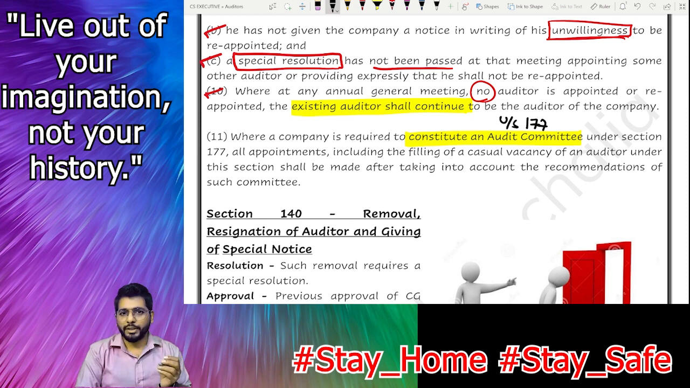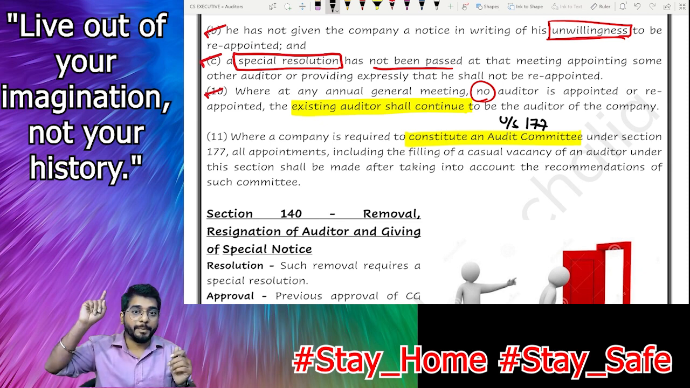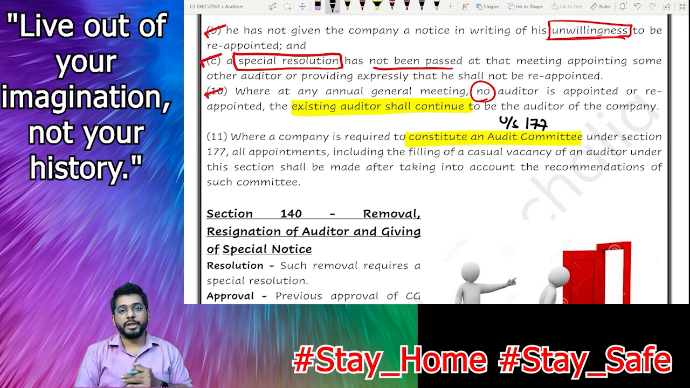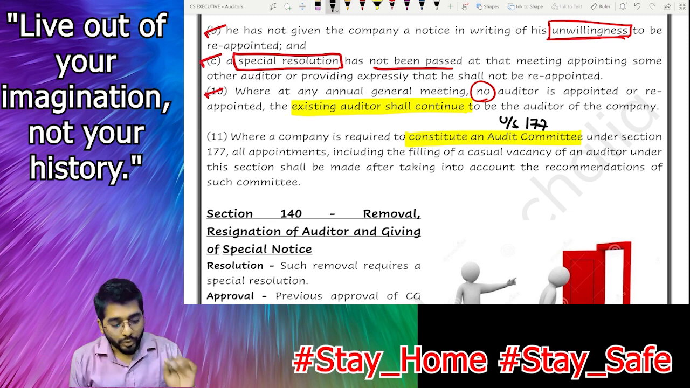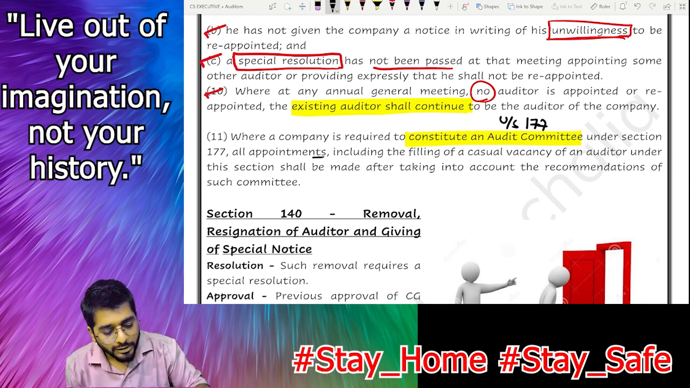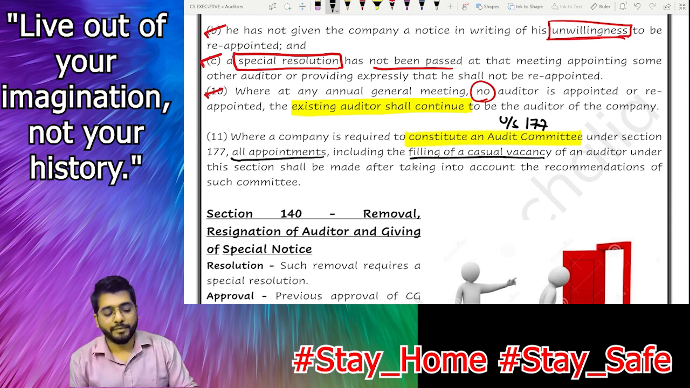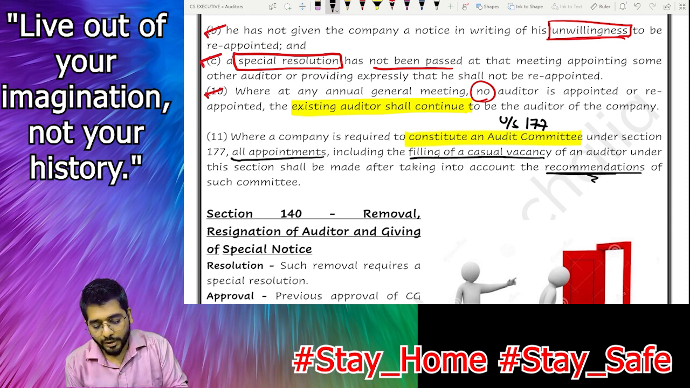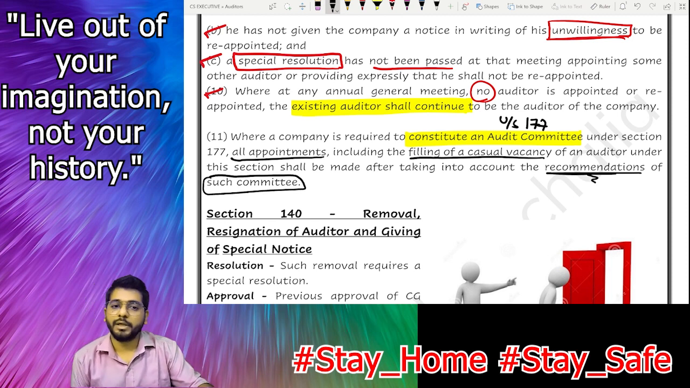Every company is not required to make an audit committee. Only certain companies are required to make an audit committee. Which companies? Listed companies are compulsorily required. Unlisted companies, there are conditions. If you satisfy them, you are required. Conditions, you remember I told you for independent director in the previous chapter when we talked about CSR, correct? Independent director provision, the conditions you remember, 100 crore, 50 crore, 10 crore, the same conditions are there for audit committee. You don't have to remember the conditions also, okay? Only point is, if an audit committee is required in your company, in that case, all the appointments, including filling of the casual vacancy, shall be made after taking into account the recommendations of such audit committee only.